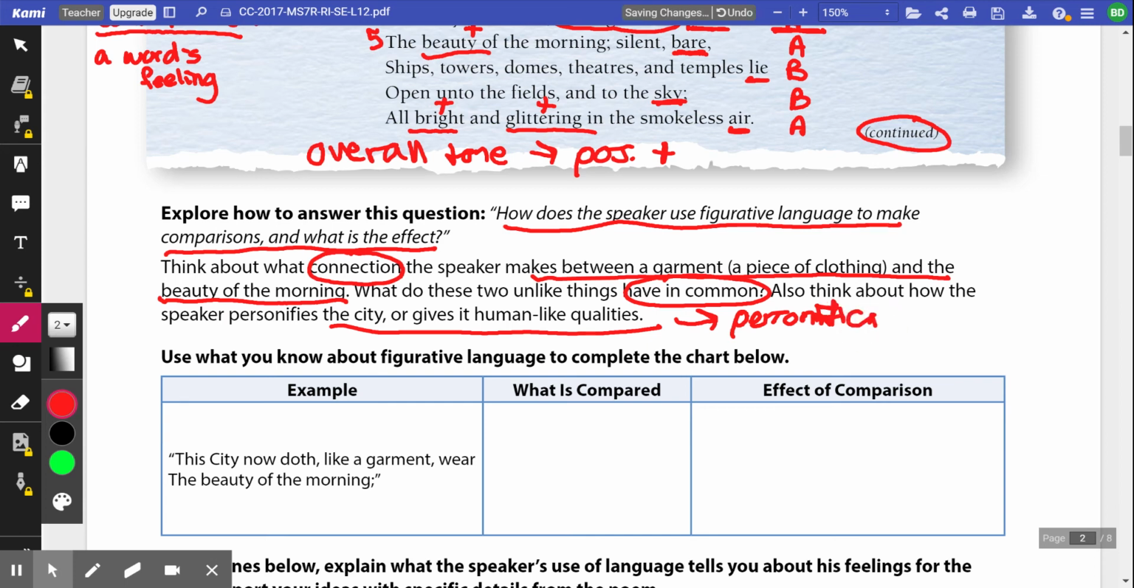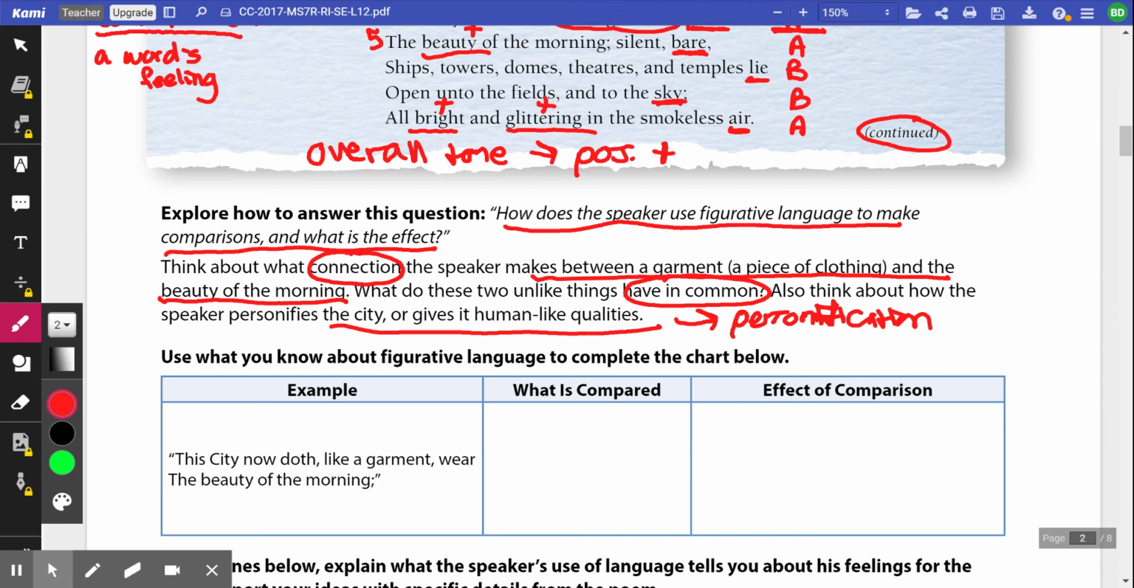I'm sorry, guys. My pen is being a little difficult. There we go. So, personification: giving the city human-like qualities. The city is not an alive human being. It's just buildings and streets, a lot of hustle and bustle. It's not alive and breathing. If you give it human-like characteristics or qualities, that's personification. All right, so we are thinking about the similarities a garment would have with the beauty of the morning. What do those two things have in common?